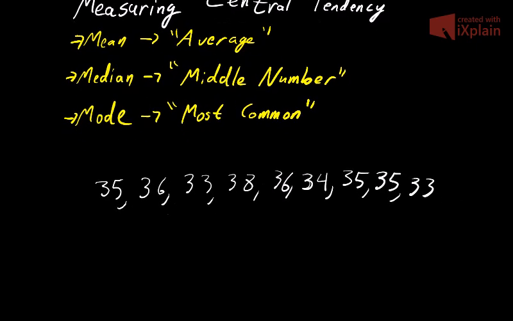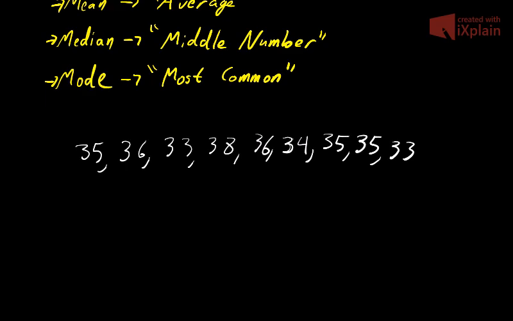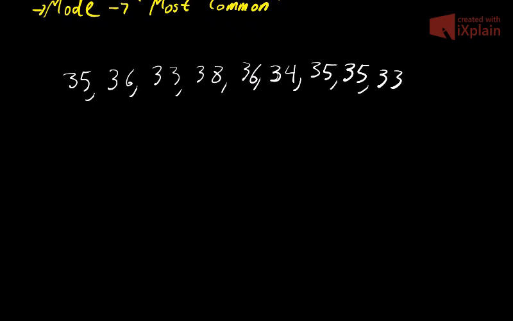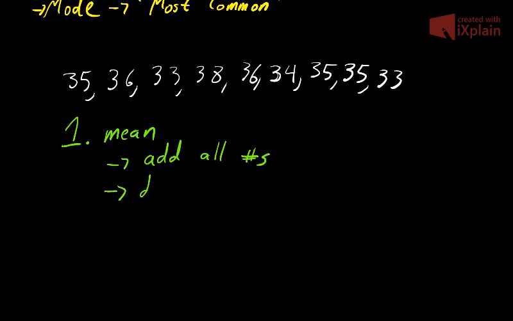So I went ahead and made a list of a bunch of numbers that we're going to work with and find the mean, median, and mode with today. And those are the ones listed right here. It's a whole bunch of numbers, and the first one we're going to try to find is going to be the mean. So to find our mean, the first step is we are going to add all the numbers. And our second step is we're going to divide by how many numbers we have.